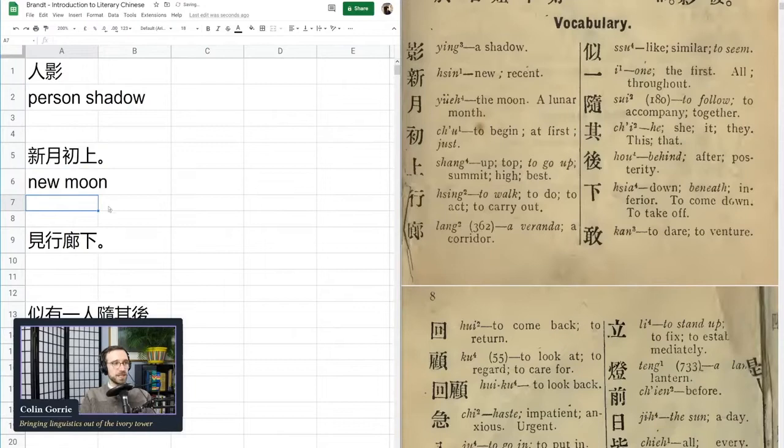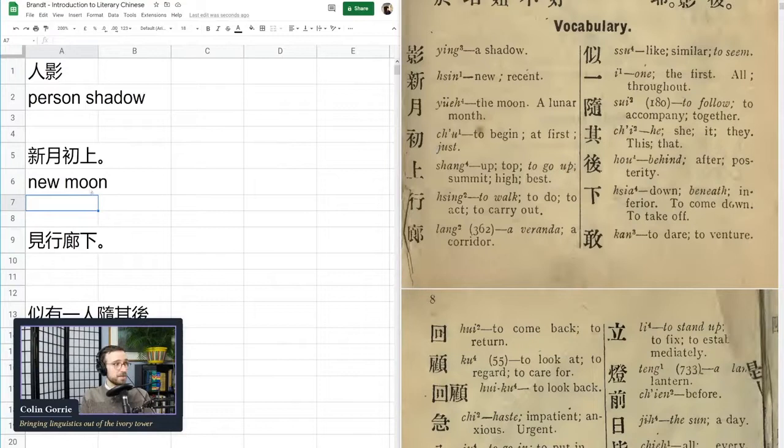Xin yue. Chu shang. So new moon, and we have this chu, which means to begin or at first. Brandt is helping us out here by italicizing the reading that he recommends. So just new moon, just shang, which means up, top, to go up, summit, high, or best. This is that word class flexibility coming back at us. So go up is the guide here.